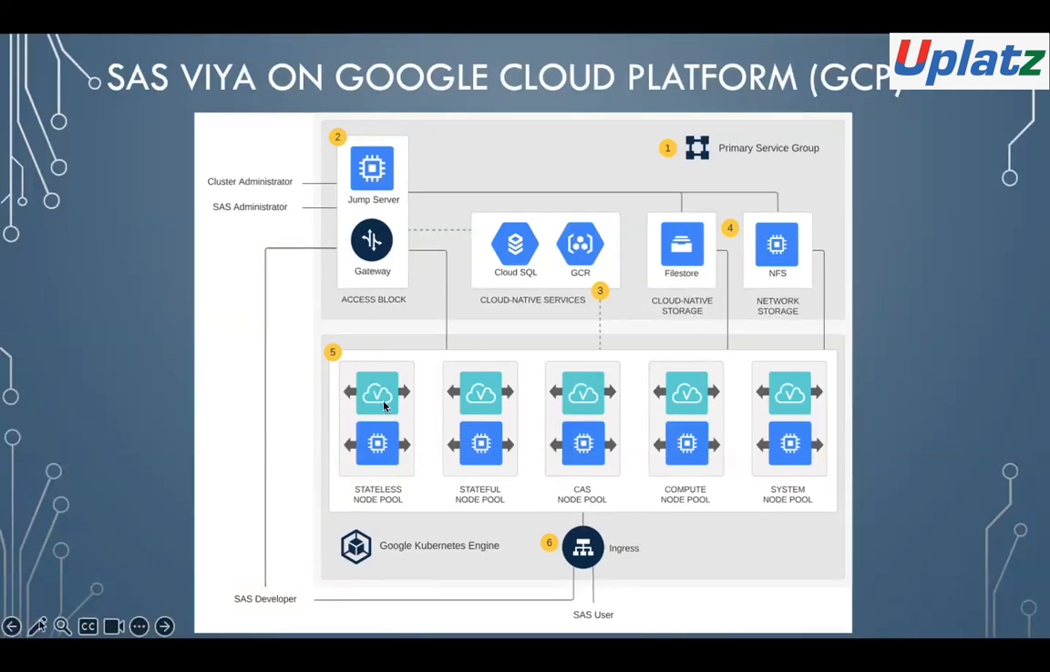Then, to optimize the workload balance, four or five node pools are shown here for the SaaS platform to work on the load that is associated with the pods. Then the ingress service, which is for the SaaS software developers and users.